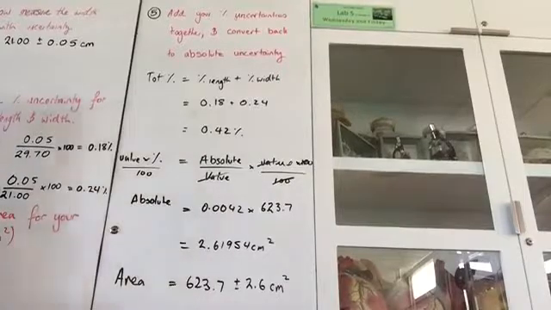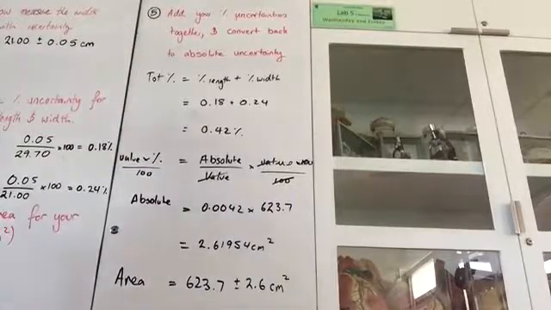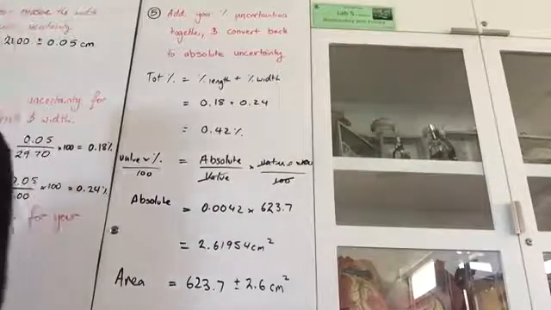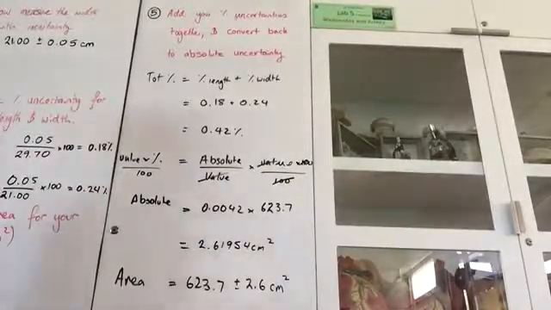So what we're going to do now is I'm going to get you to do exactly the same thing, because I know it was quite complicated and I know it's quite a bit to get your head around. I'm going to get you to measure the area of your iPads or your diaries, okay, with uncertainty. So you need to find the length and the width with an uncertainty, convert that to a percentage uncertainty, and then turn that back into an absolute uncertainty. Are we clear? Any questions?